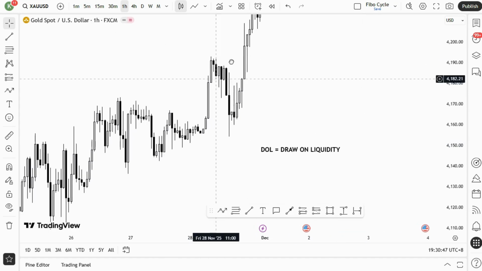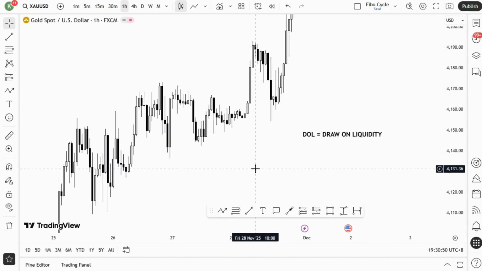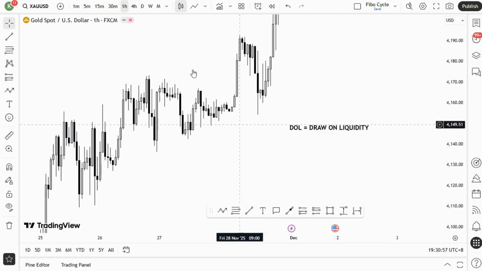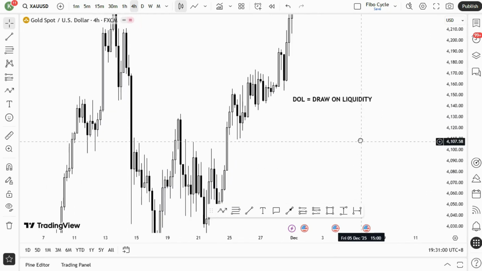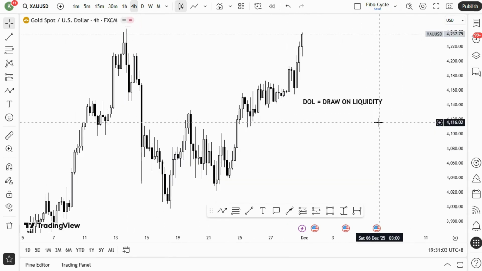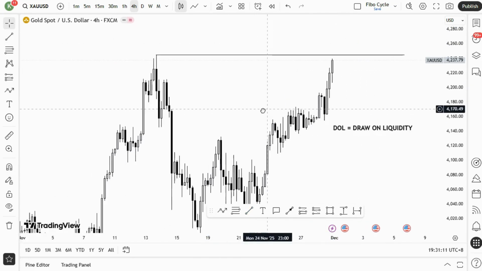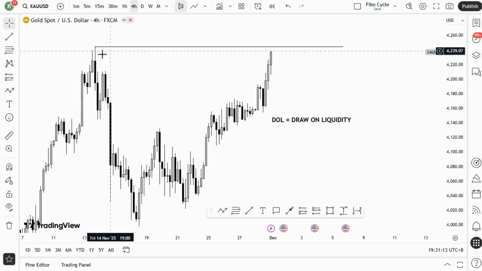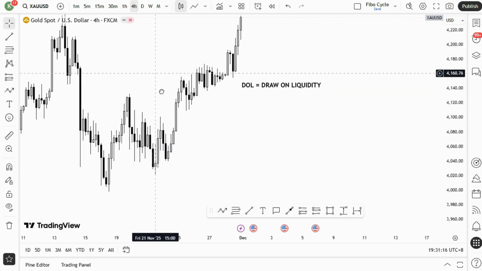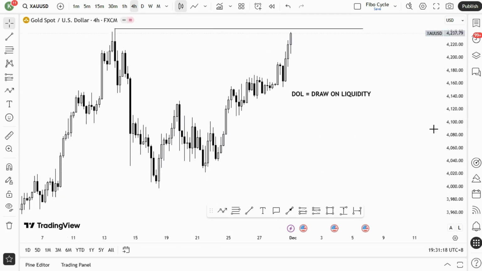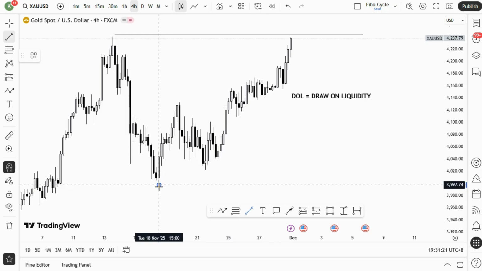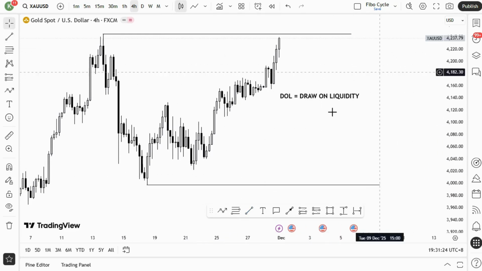It's very simple. For you to find out where your draw on liquidity is, the first thing you need to know is swing highs and swing lows, because this liquidity lies in swing highs and swing lows. Whenever you open a chart, you can go from the higher time frame and mark out the swing highs and swing lows. This right here is our current draw on liquidity. You can see price is almost reaching it. Then you can mark out the swing lows right here. These are our external draw on liquidity.